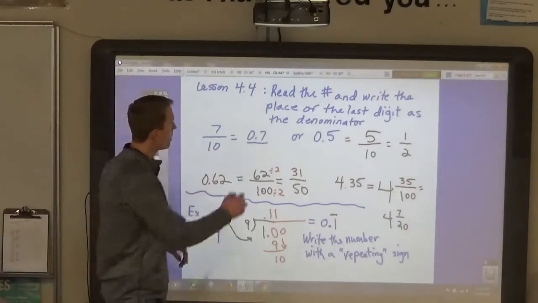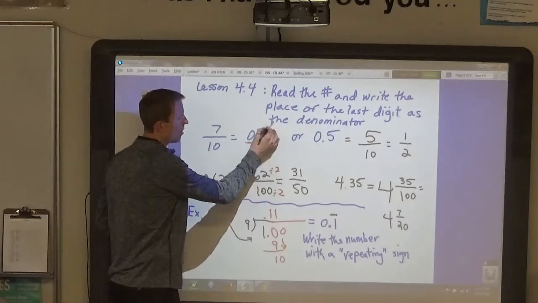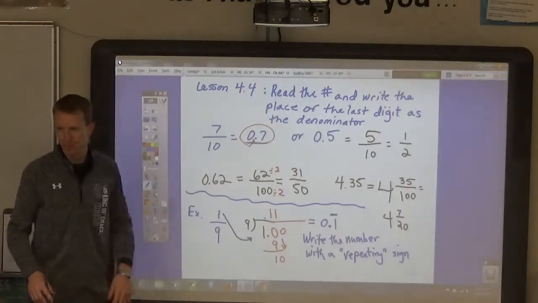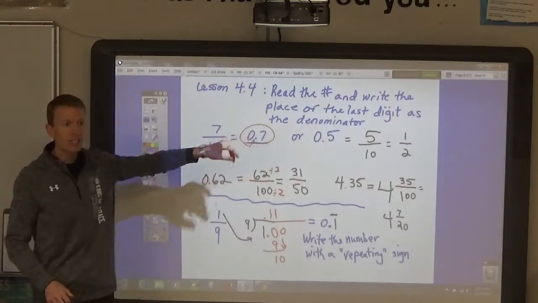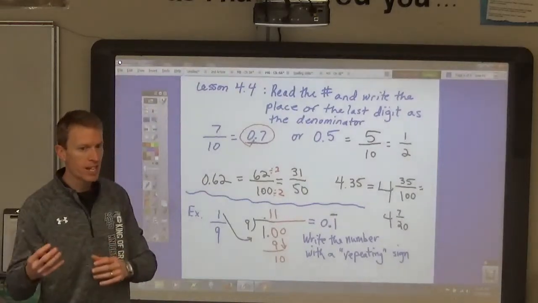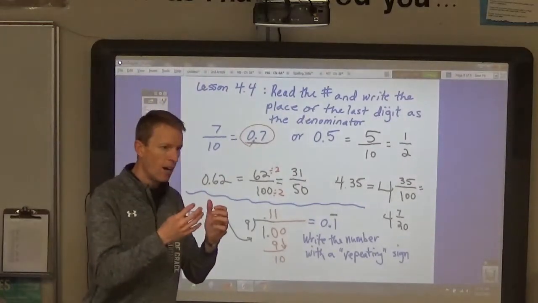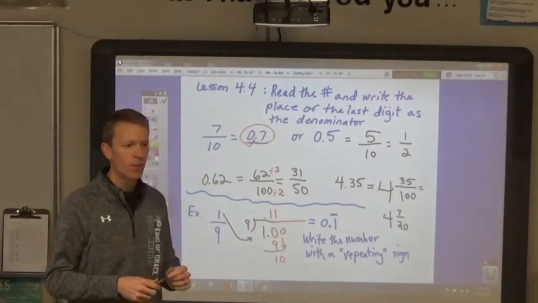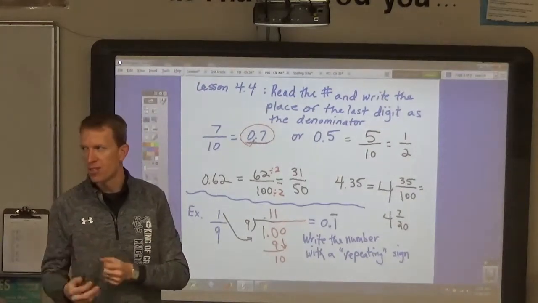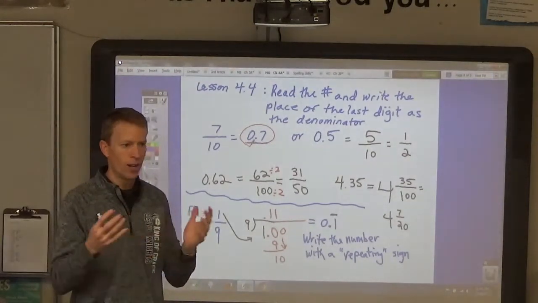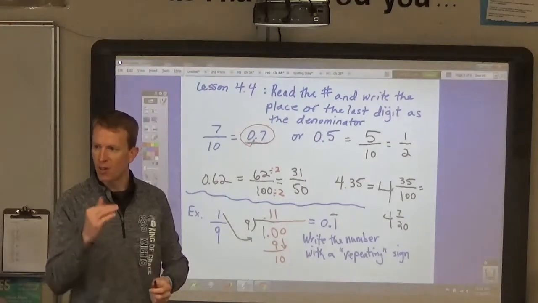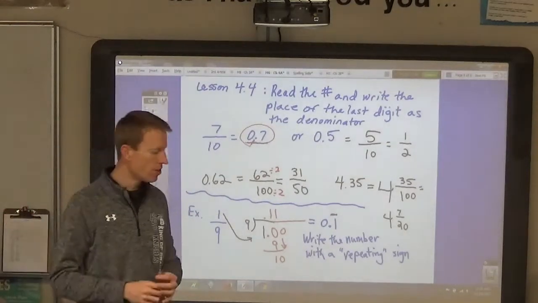If you have, starting with the decimal, 7/10, because all decimals are written as powers of 10. They're all like 1/10, 5/100ths, 12 thousandths, things like that. They're all powers of 10.